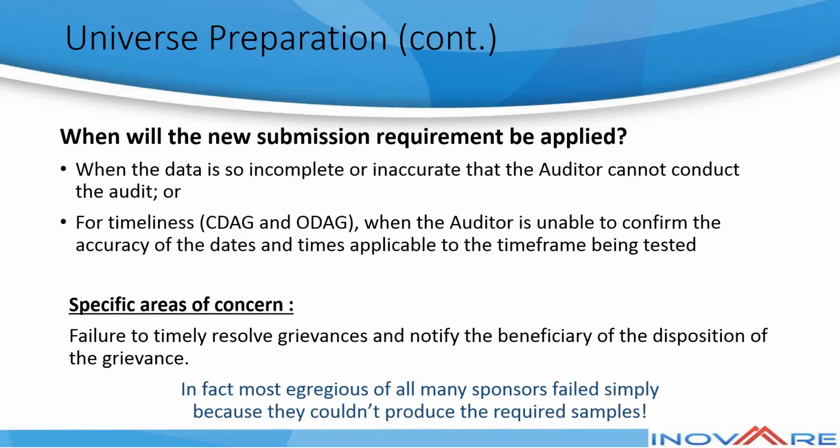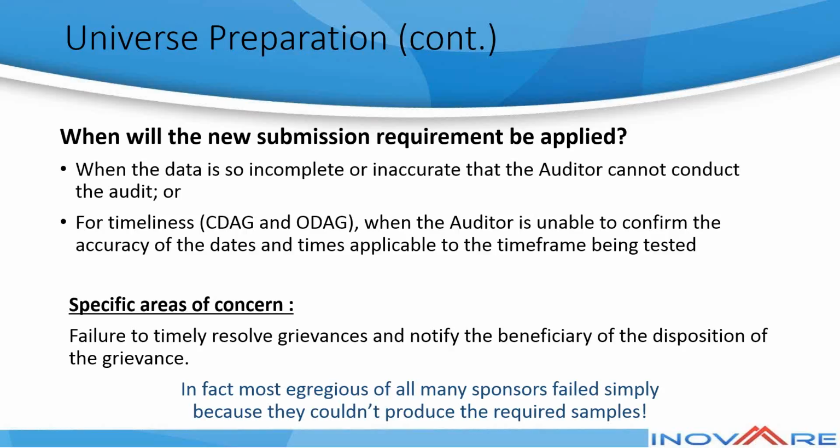Again, the specific area of concern is failure to timely resolve grievances and notify beneficiaries of the disposition of the grievance. In fact, over the last several years, that has been the biggest outlier for most of the plans. We've had a few clients that have really had a difficulty with this process.